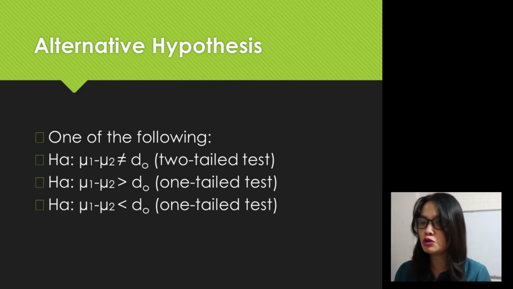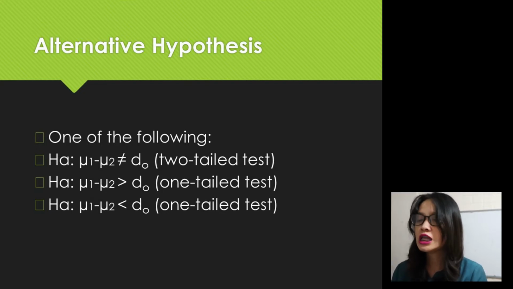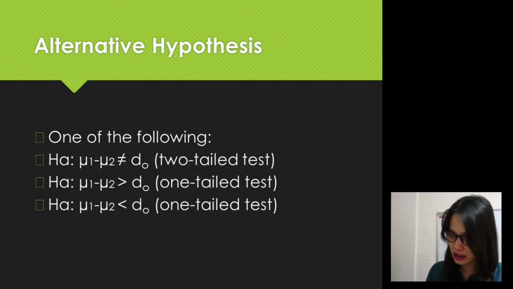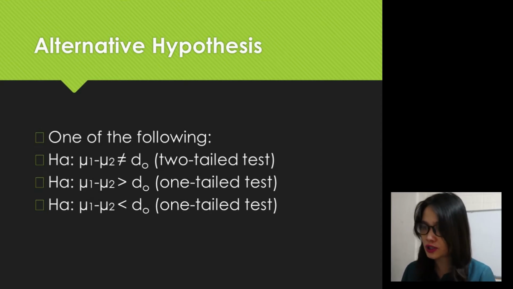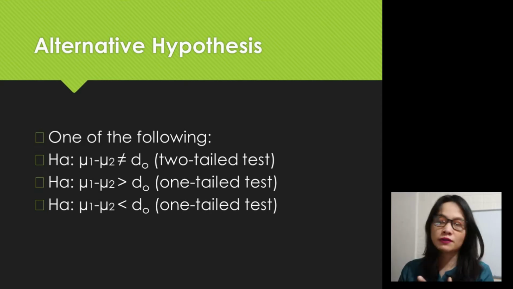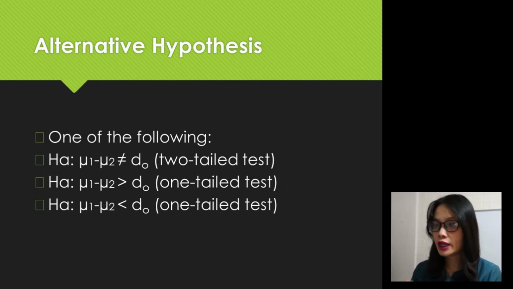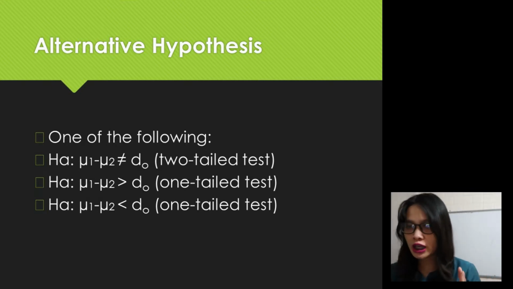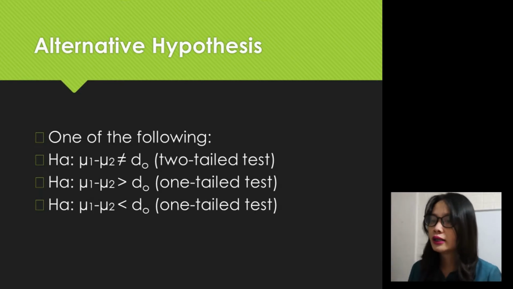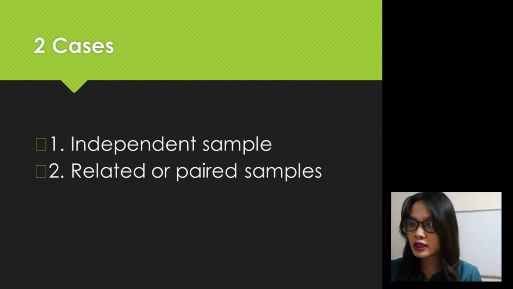If your alternative hypothesis is mu1 minus mu2 greater than d sub o, again the hypothesized difference of two means, then we will be using a one-tailed test. And if your alternative hypothesis is mu1 minus mu2 less than d sub o, the hypothesized difference of two means, then we will also be using a one-tailed test. Try to take note of those in selecting the specific test that will be used. Okay, there are two cases in difference of two means.